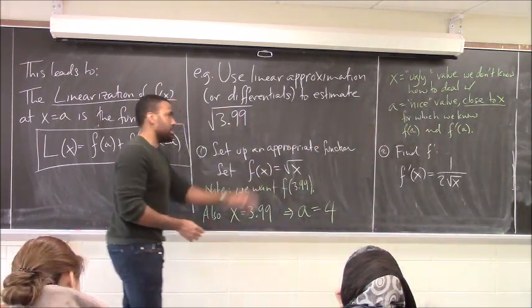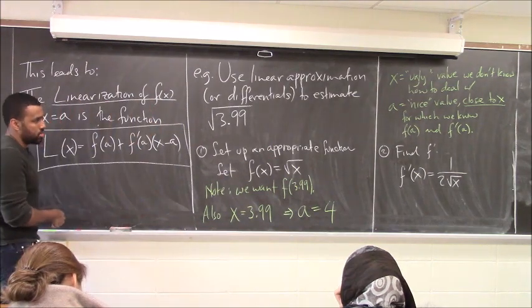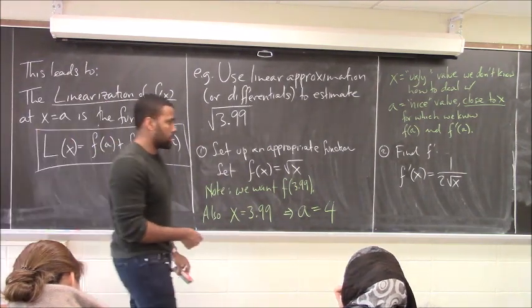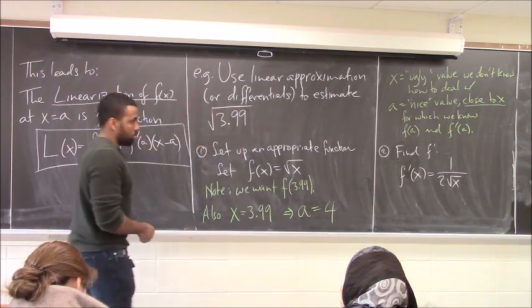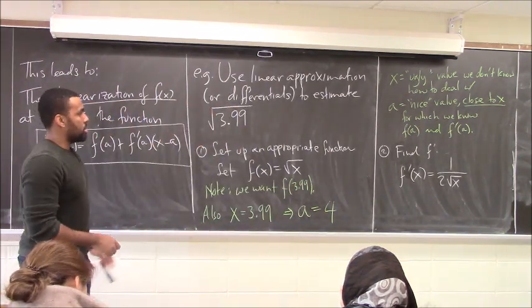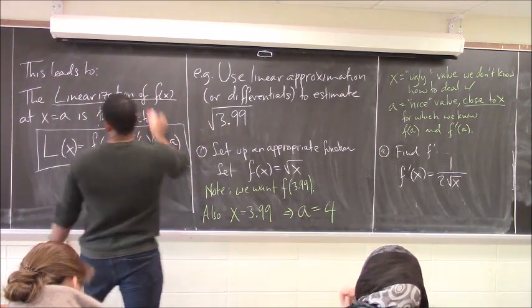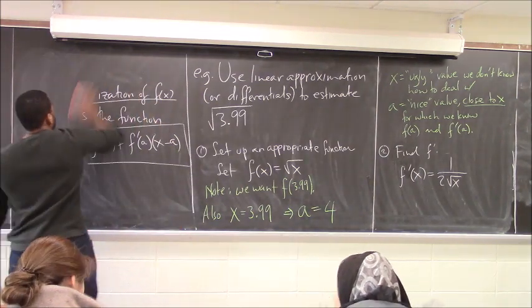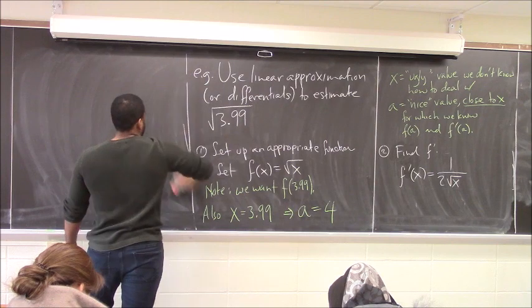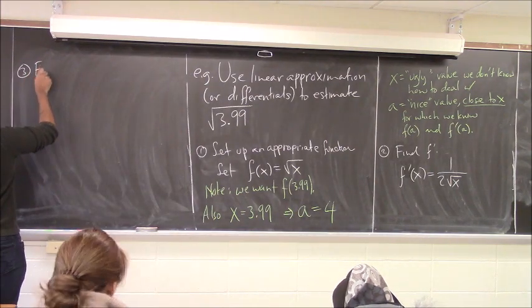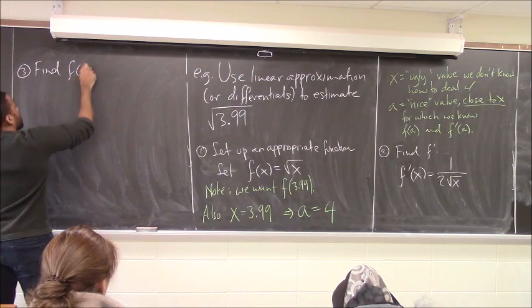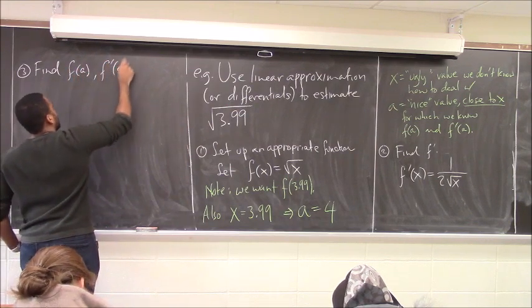You can think of that as x to the half, do the power rule, you get 1/2 x to the minus a half, which is 1 over 2 radical x. First time we derived it in that form. So we find the derivative. Now step 3, find the pieces: find f of a and f prime of a.